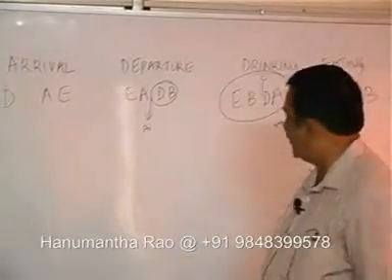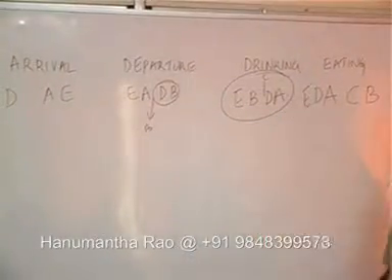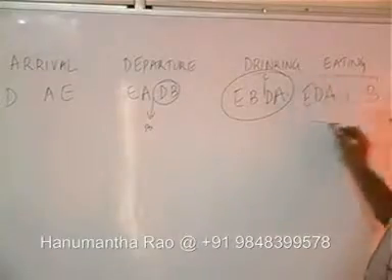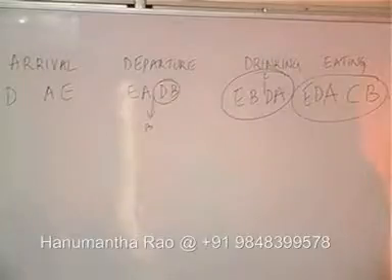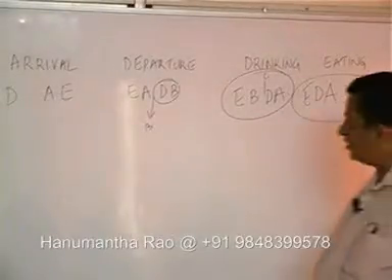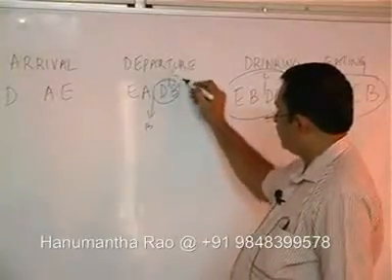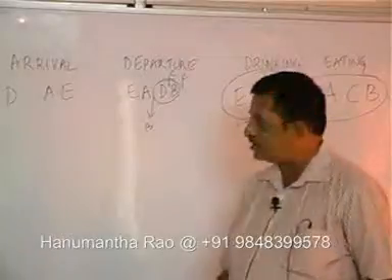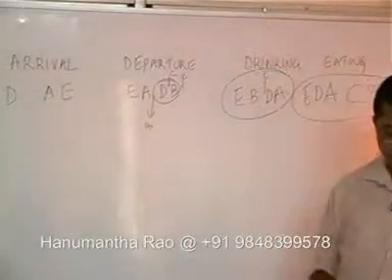D ate less than A. The person who ate less than everyone, so eating position is also fixed. And D went earlier than C. D went earlier than C means C may be here or here. So these two positions are not clear. These two positions are clear.